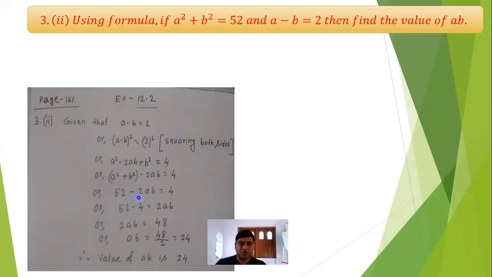So 52 minus 2ab equals 4, or 52 minus 4 on the right hand side. 4 goes to left hand side and plus sign changes to minus sign. 52 minus 4 equals, and minus 2ab goes to right hand side, this is plus 2ab, or 2ab equals 52 minus 4 is 48, or ab equals 48 by 2 is 24. Therefore the value of ab is 24.